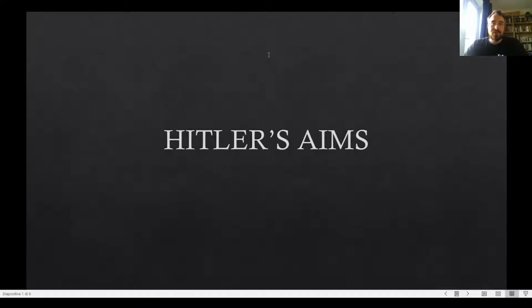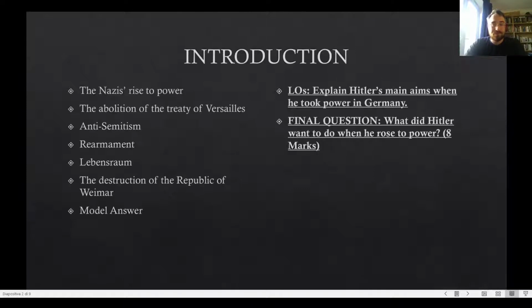For today's lesson, we're taking a slightly different approach. We're going to focus on a single country, Germany, and on the aims of its ruling party, the Nazis. In particular, we will look at the following points: the Nazis' rise to power, the abolition of the Treaty of Versailles, then at Nazi anti-Semitism, at the rearmament of Germany after World War One, at the idea of Lebensraum, and finally at the destruction of the Republic of Weimar.